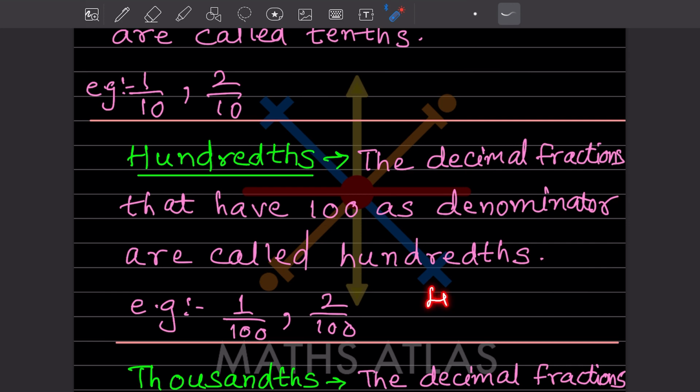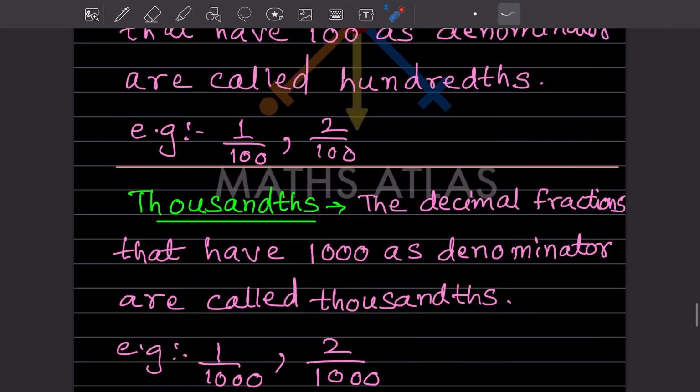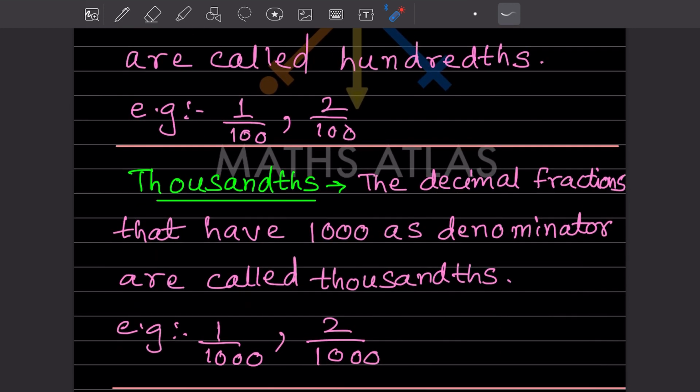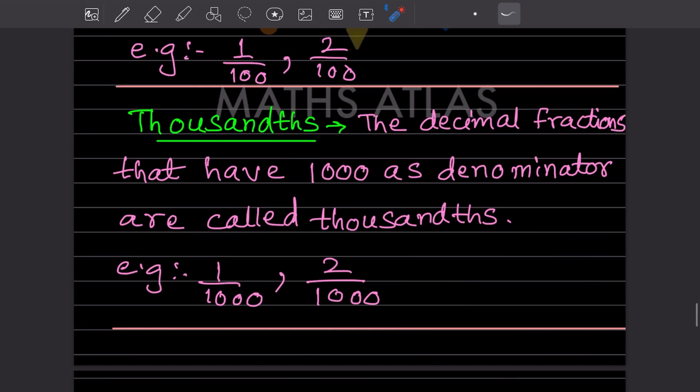Now see here 4.12. This is the tenths place and this is the hundredths place. So we divide by 100, and then comes 1000. The decimal fractions that have 1000 as a denominator are called thousandths. Whenever we divide by 1000, the denominator should be 1000.